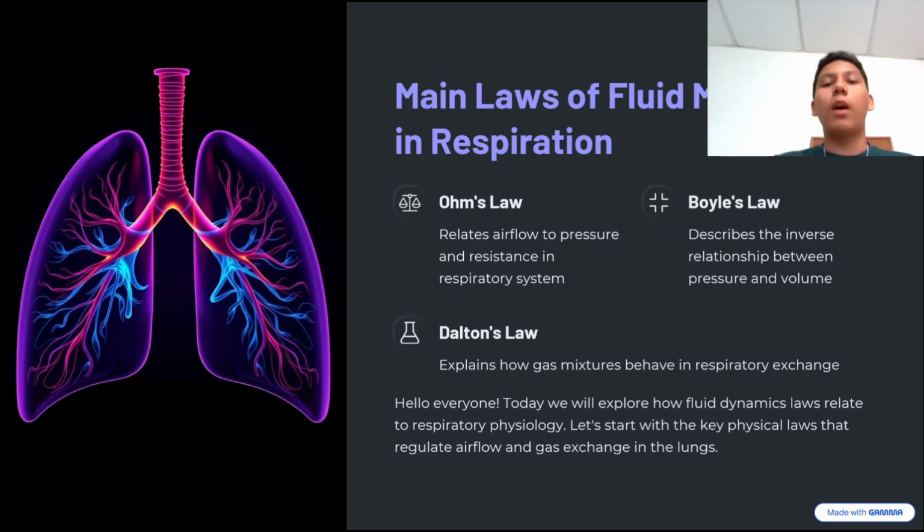We are going to explore how the laws of fluid dynamics relate to respiratory physiology. Let's start with the key physical laws that regulate airflow and gas exchange in the lungs.